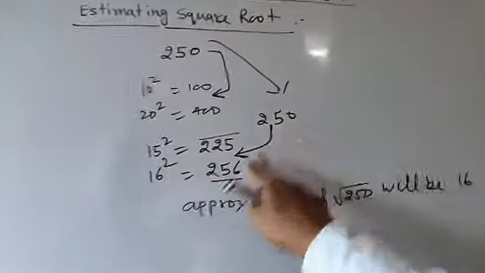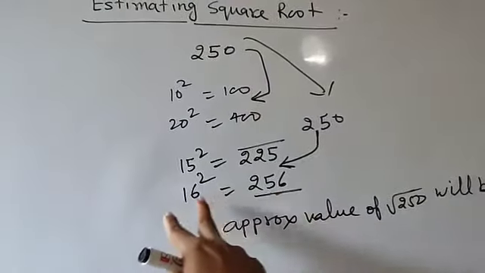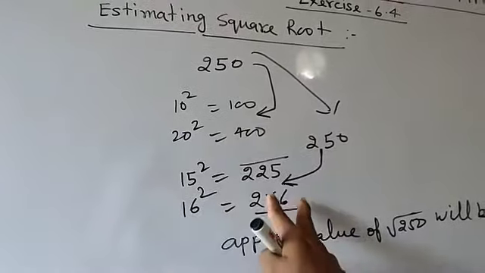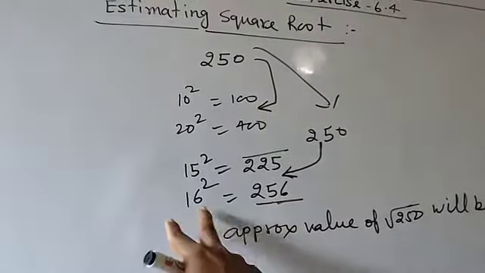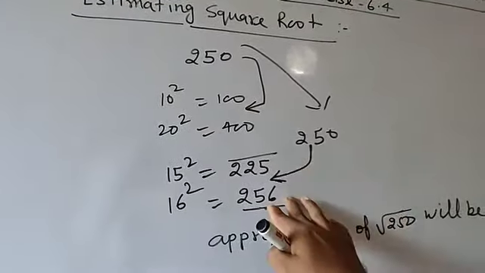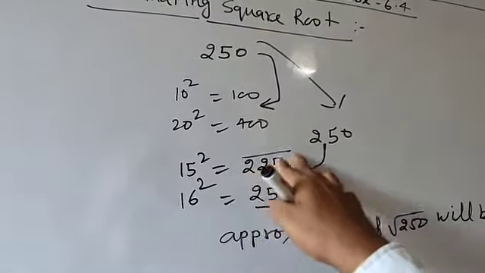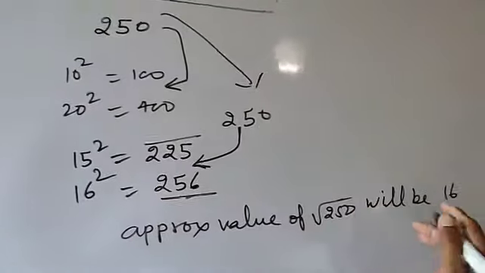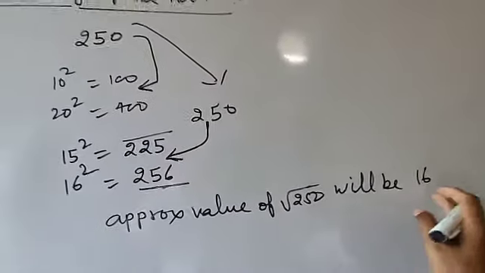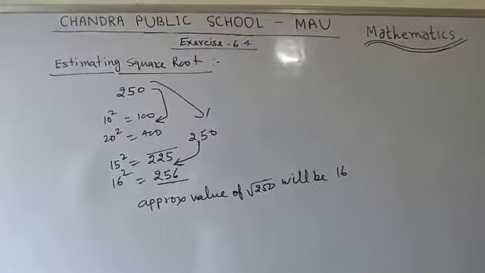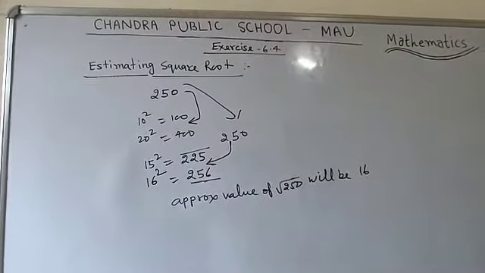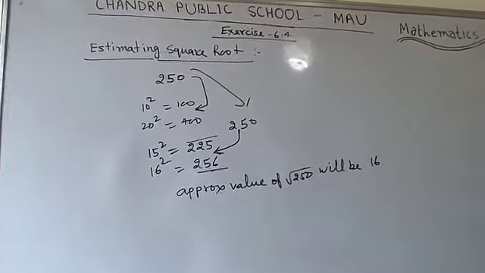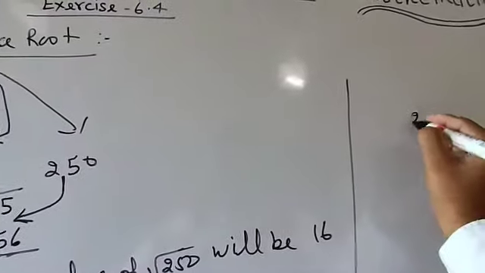The reason is that 250 is closer to 256, and 256 is the square of 16. You can say that the square root of 256 is 16. And 250 is much closer to 256 as compared to 225. So the square root of 250 is approximately equal to 16. That is the approximate way. But you can find the square root of 250 by the division method also. Here I am going to explain how to find it by the division method.